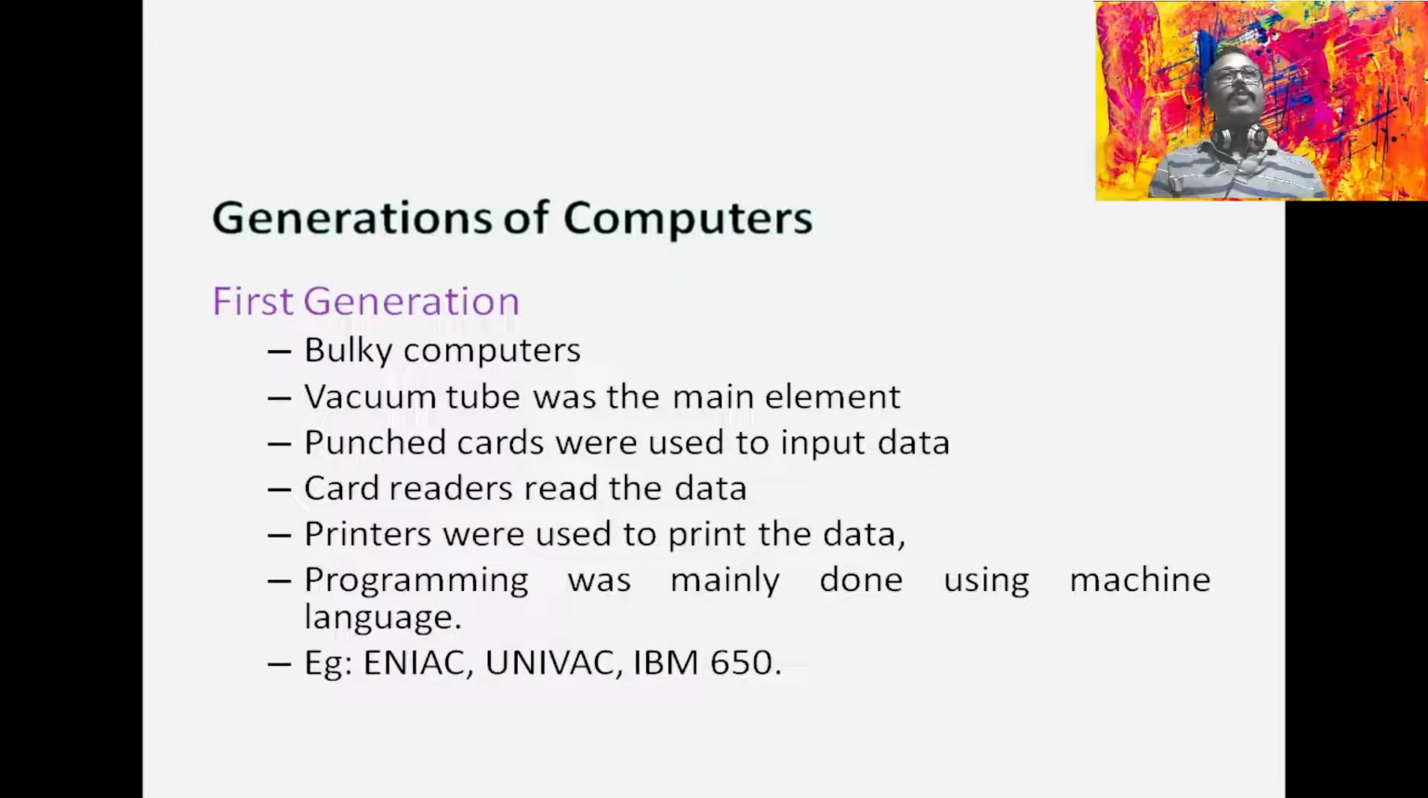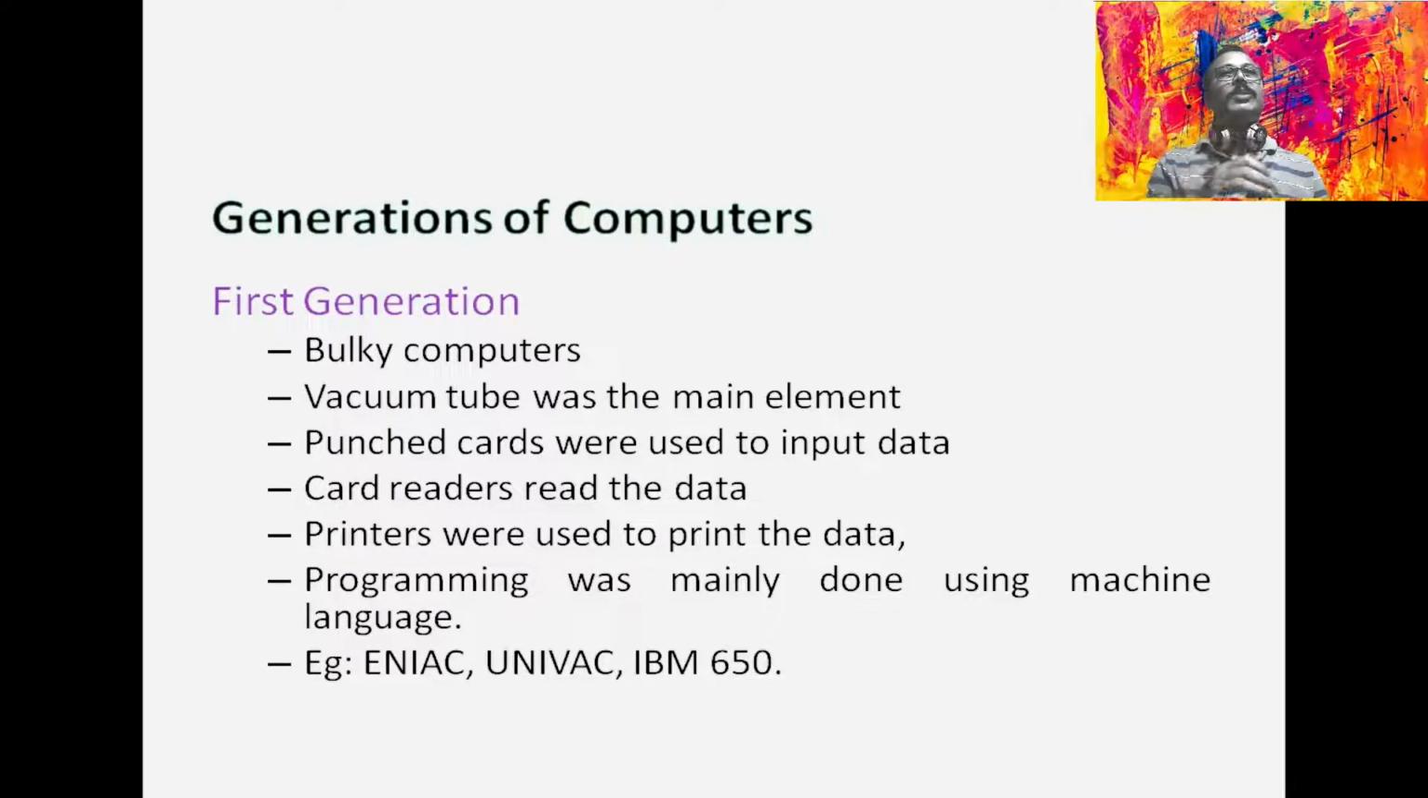First generation computers were mainly mainframe computers. They were bulky, which means they occupied space equal to that of a room. The main component was the vacuum tube, which is similar to the bulb in your house.